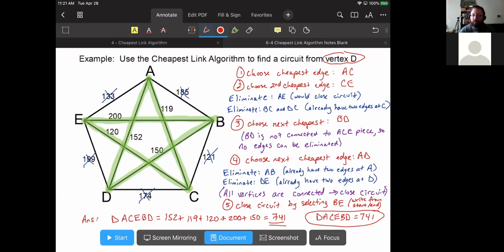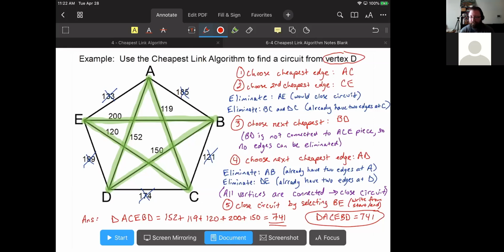You don't have to show all of that work, okay? You can just go through and say, choose AC, choose CE, and then you can write eliminate AE, BC, DC, and then you can write choose BD. That's how you show your work. You just state what order you're doing stuff in, okay? You don't have to write out all of this for your work. Then at the end, I do want to see the work where you add up the circuit. So I want to see the 5 numbers that you're adding together along with your answer written as if it started at point D.